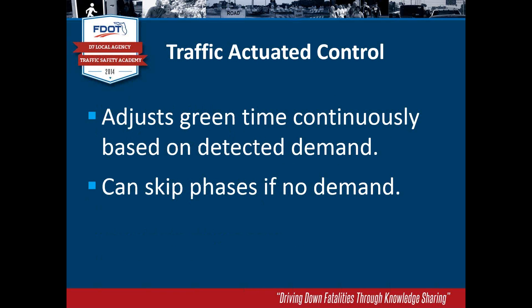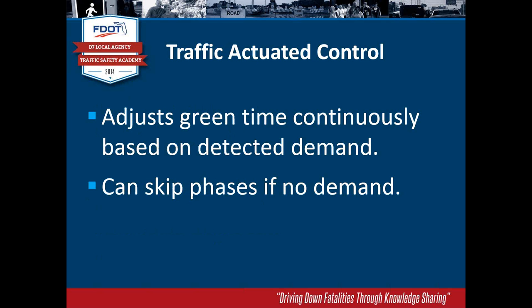Okay, so we talked about pre-time control. Traffic actuated control adjusts the green time continuously based on the demand that's detected. And it really doesn't matter what type of detection it is, whether it's video detection or loop detectors, or all kinds of other things, microwaves, magnetometers, you name it, any kind of detection can be used. The actuated controller just adjusts the amount of green time based on the demand that's detected out there.